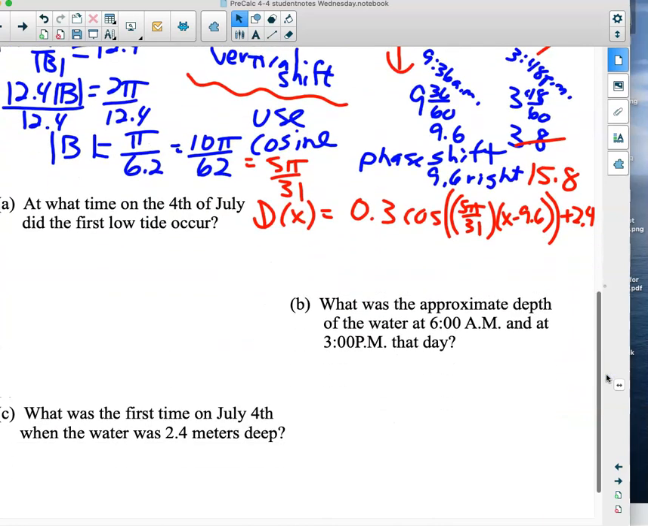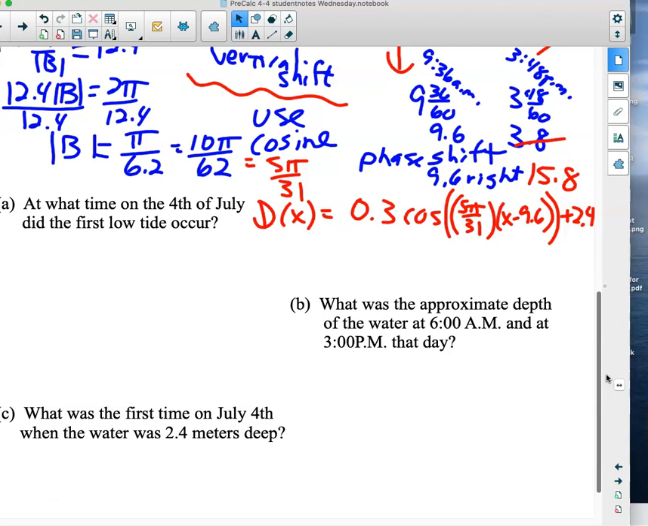Now, you might not know that off the bat, but once you read it, at what time on the 4th of July did the first low tide occur? Okay, so that would mean I need to see where that low spot was. If I want to find where that low spot is, that would be a minimum. So I should be able to use my calculator for that.